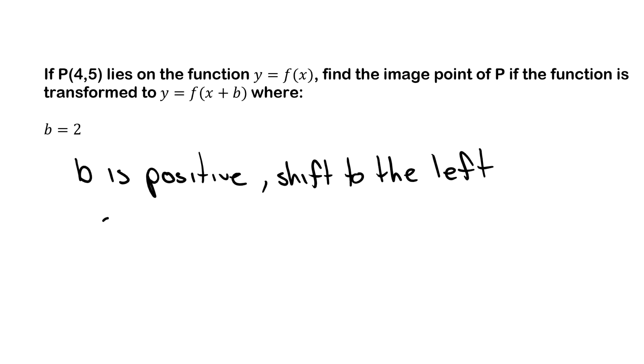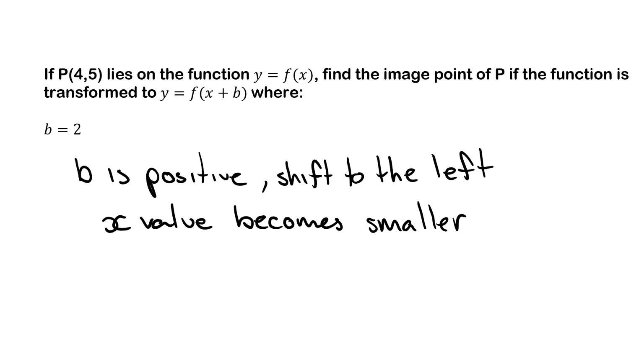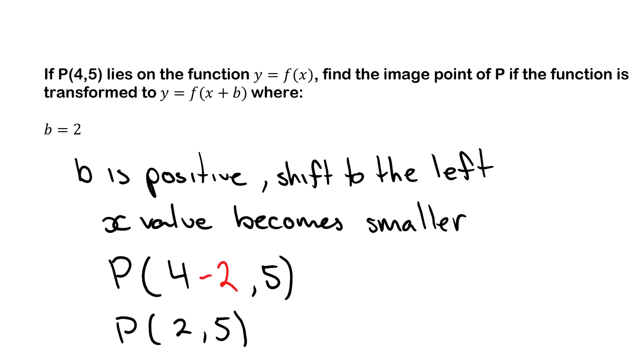Which means the x value becomes smaller. The y value will not change. Therefore, the new x value will be minus 2. So our point is (2, 5), because it's 2 x values to the left.